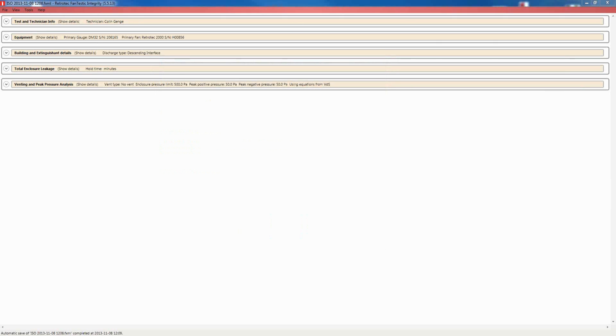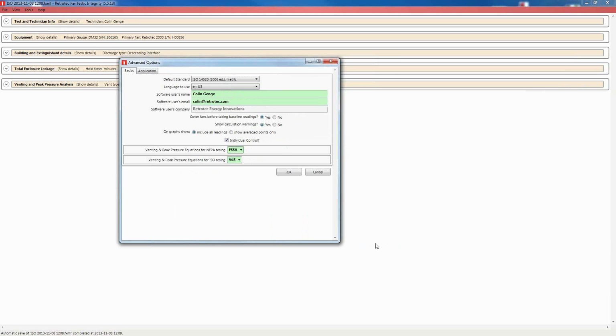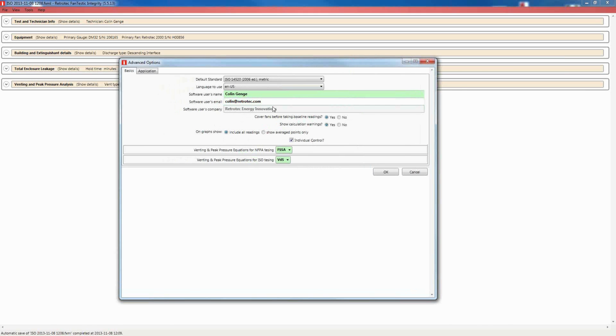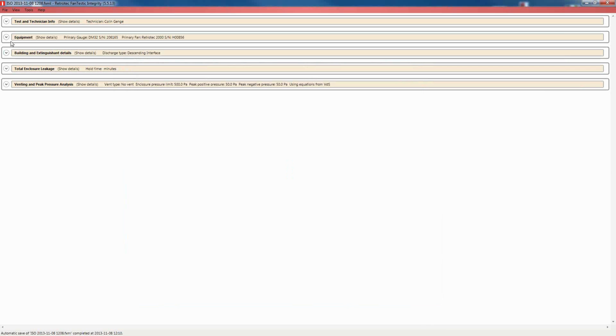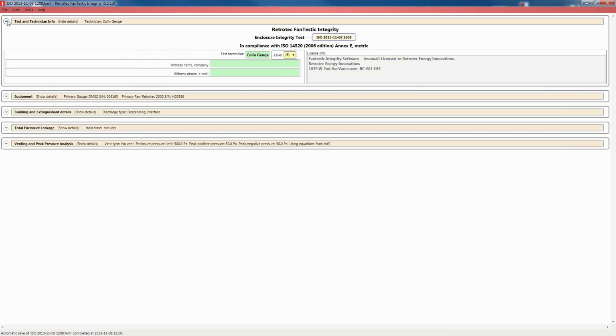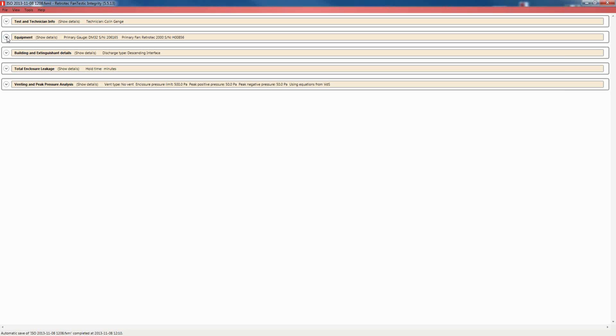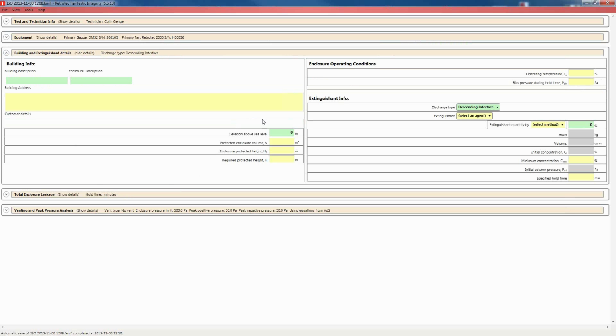Under Tools, I think Advanced Options, it gives you the choice of, here it is, just showed up. It gives you the choice of changing the venting and peak pressure equations that you want to use. For NFPA, we have FIA and BDS equations. If you're using ISO, we have the same selection. You can use any one of those equations in your analysis, or look at them all if you like. So I think that's pretty useful. So we'll just exit out of that. Nothing interesting about this. This just shows what equipment you're using, building details and so on.